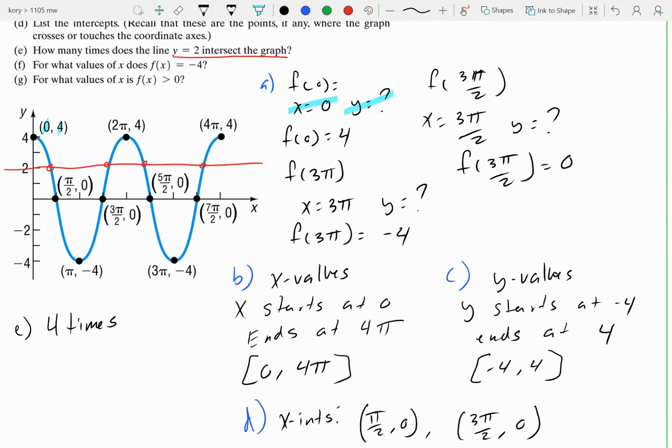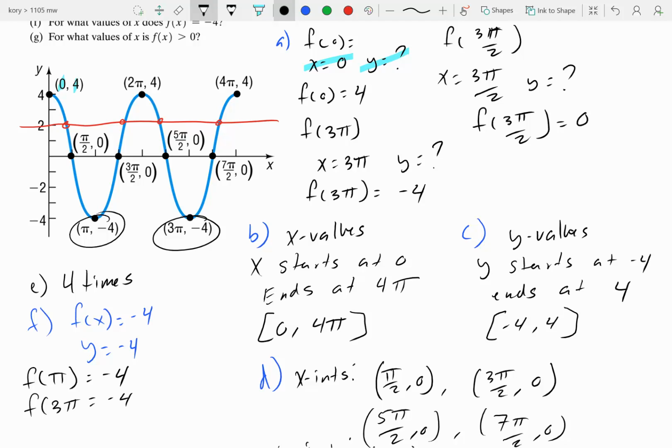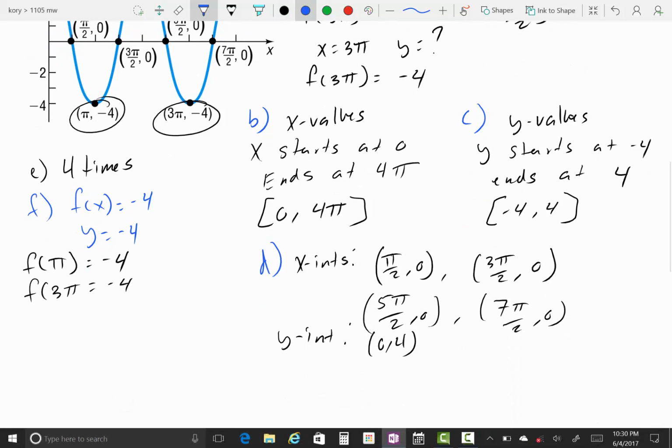Alright, now on to F. F wants to know if f of x equals negative 4, what's x? Because this is saying y is negative 4. If y is negative 4, what's x? Well, x is pi and 3 pi right here. So when we have f of pi, that equals negative 4, and when we have f of 3 pi, we get negative 4.